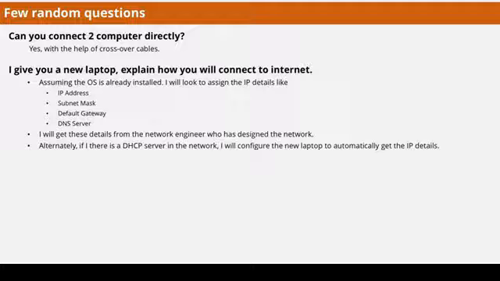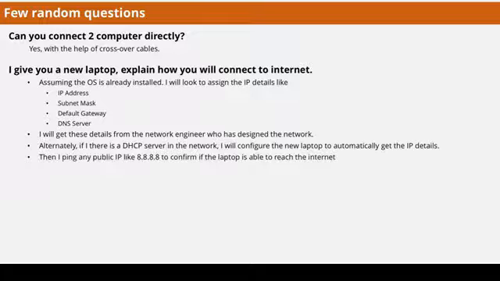Alternately, if there is a DHCP server in the network, I'll configure the new laptop to automatically get the IP details. Then I ping any public IP address like 8.8.8.8 to confirm if the laptop is able to reach the internet. Also ping a URL like google.com to check if DNS is working fine.